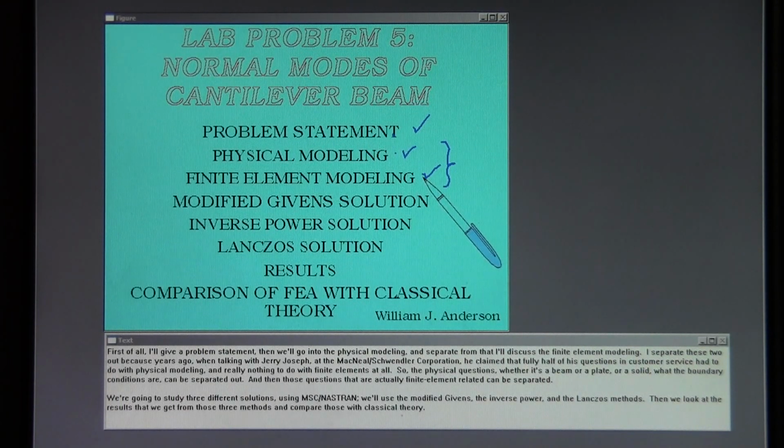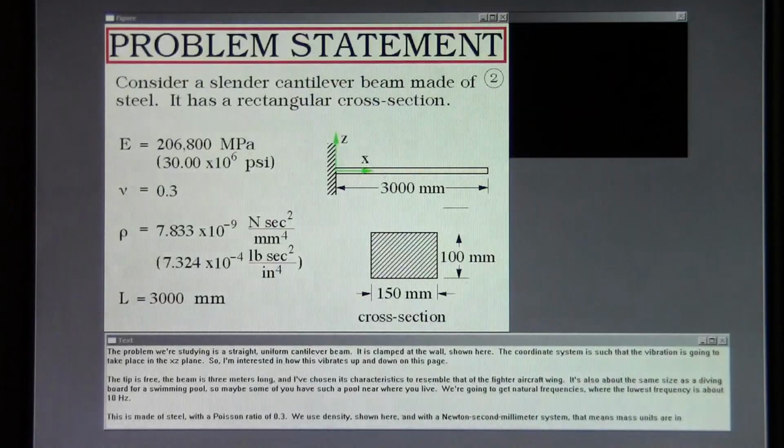We're going to study 3 different solutions using MSC Nastran. We'll use the modified Givens, the inverse power, and the Lanczos methods. Then we'll look at the results that we get from those 3 methods and compare those with classical theory.